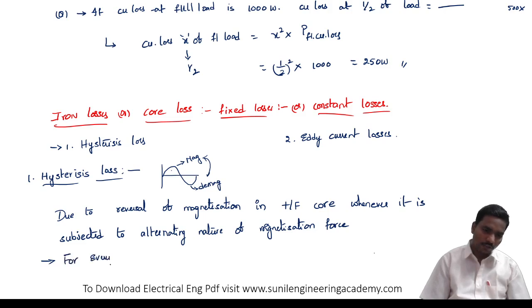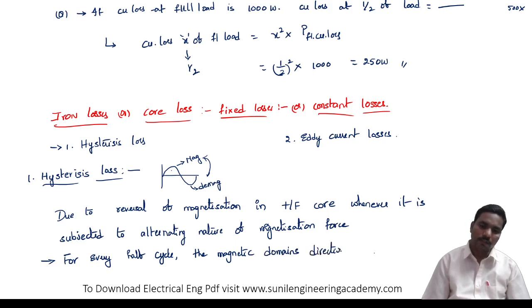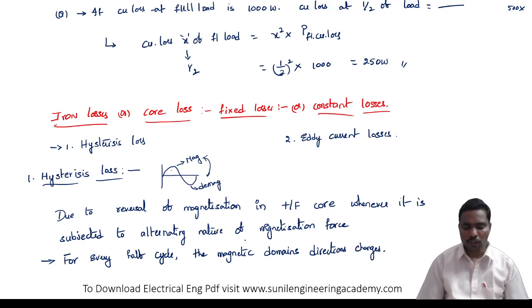For every half cycle, the magnetic domains' directions change. The power consumed by these magnetic domains to change their orientation every cycle is nothing but hysteresis losses.